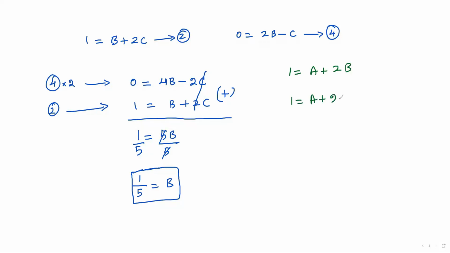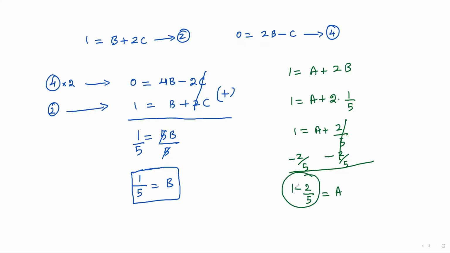So a positive 2 times 1 over 5. So 1 is equal to a positive 2 times 1, which is 2, so it's going to be 2 over 5. So I'm going to subtract 2 over 5 from both sides. So this positive 2 over 5 and negative 2 over 5 will cancel out. I'm getting 1 minus 2 over 5 is equal to a.